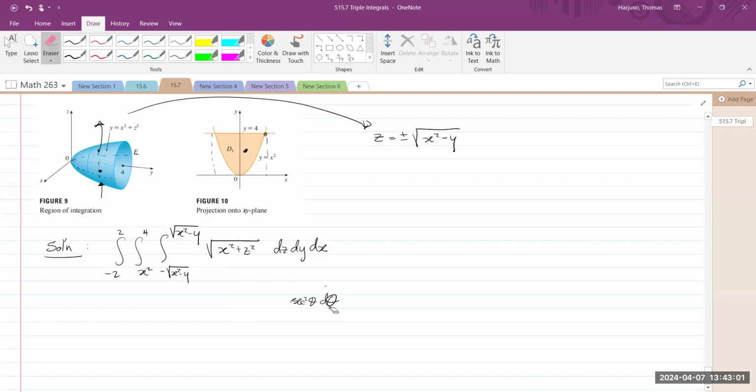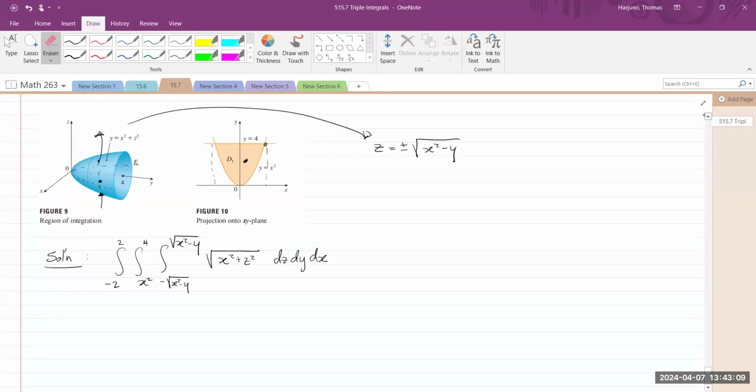Now, instead of doing it that way, consider another order of integration. Try to find a nice one. In this case, this is too hard to execute.